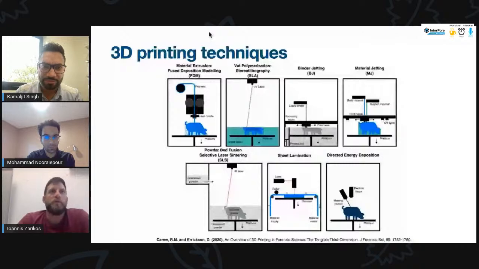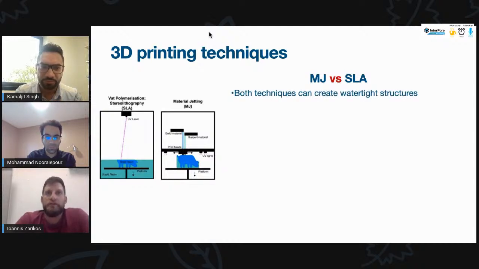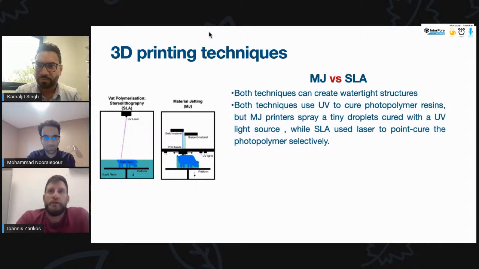The most common one that everybody knows is FDM, fused deposition modeling. It's actually the cheapest and most simple way to 3D print these days. But in our case, there are only two techniques that can be used for microfluidics: stereolithography and material jetting. Now, these techniques have some advantages over the rest of the techniques. First, they can create watertight structures. So in our case, we want the fluid to stay in the pore space. And they both use a UV light source and photopolymer resins.